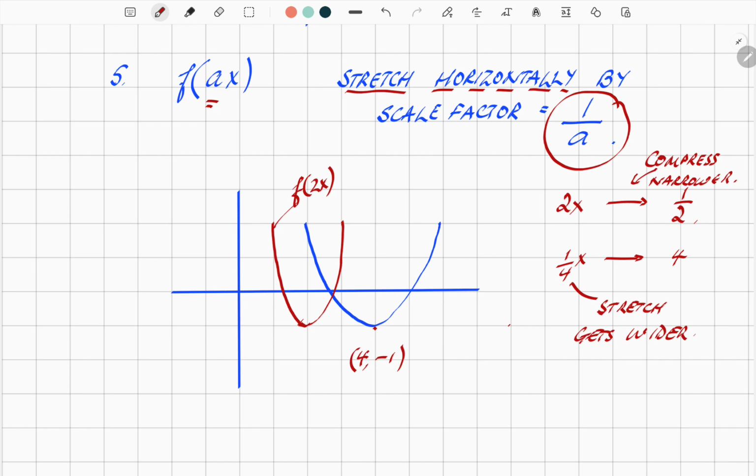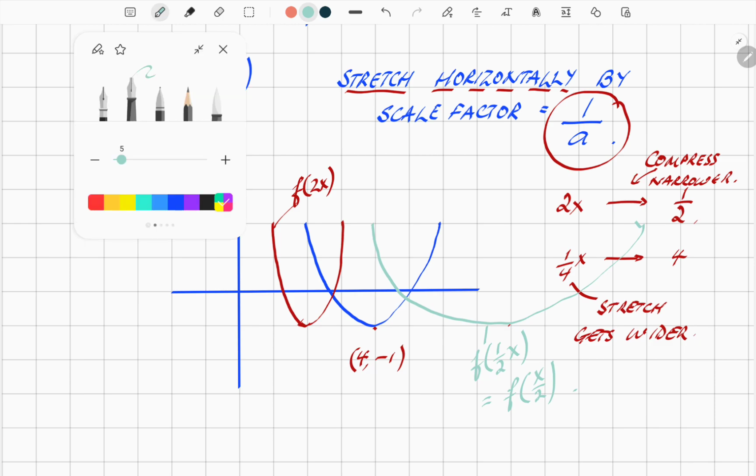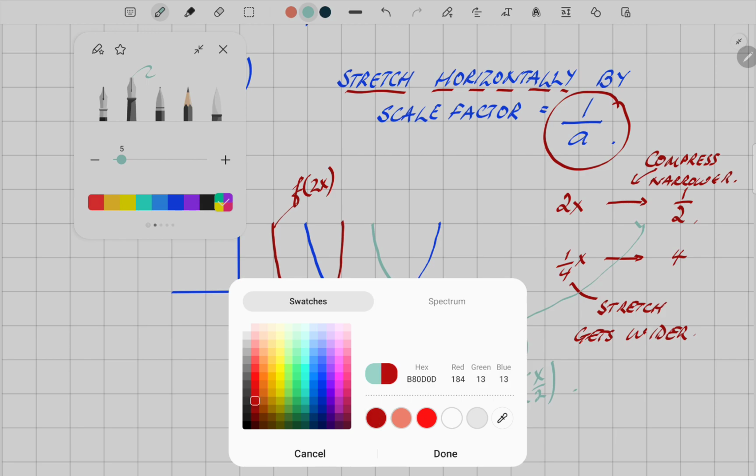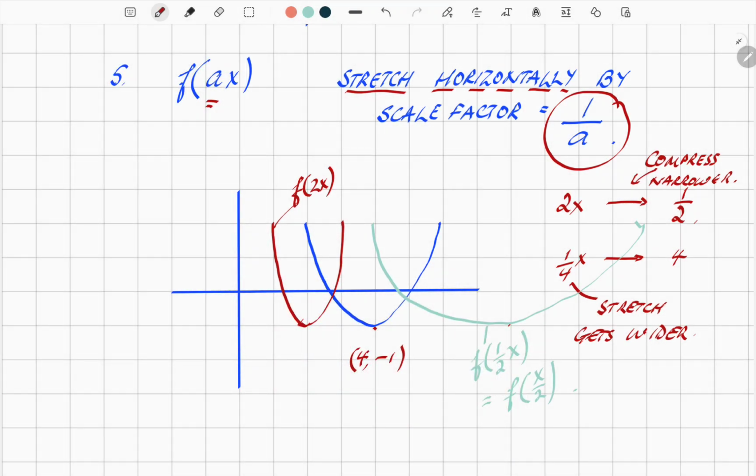How do I do this now? I'm going to use a different color. So that one will be like this. So that will be f of half x, which is the same as f of x by 2. That's the more tricky one to visualize, and I hope the scale is just about right. Yeah, I think that's okay. So this one, as I said earlier, is counterintuitive, and you've got to watch out for that one. That's the main one that causes people a problem.